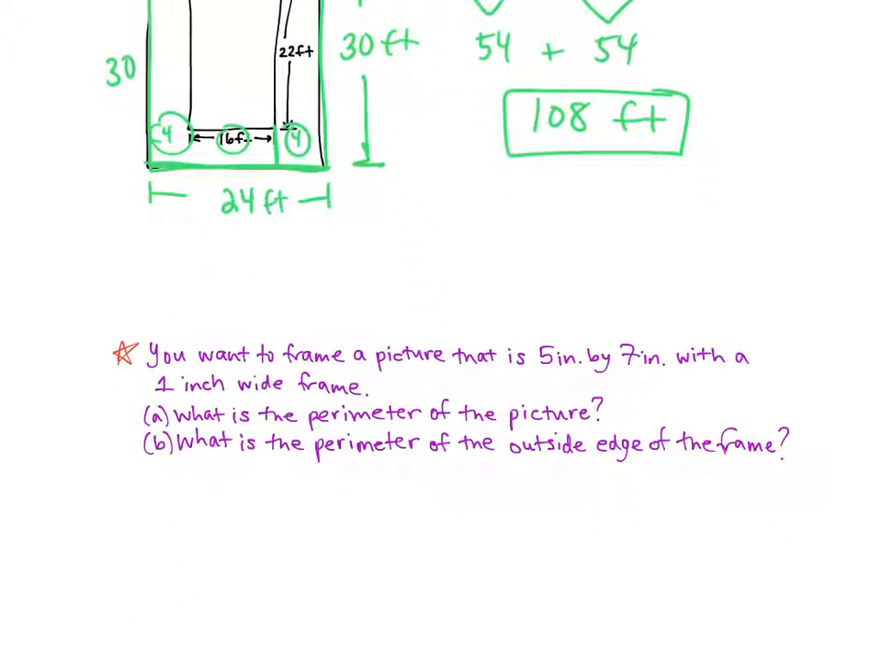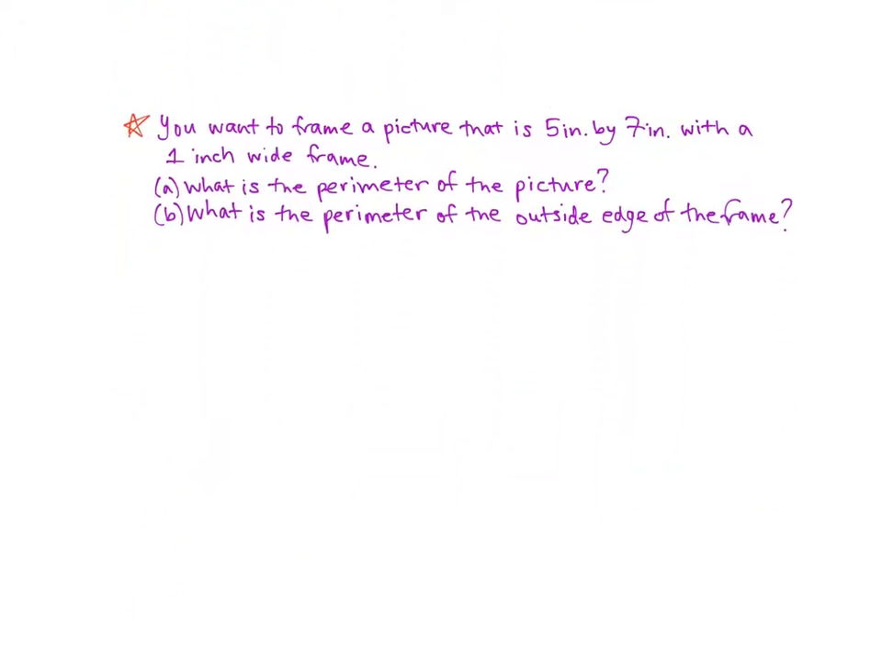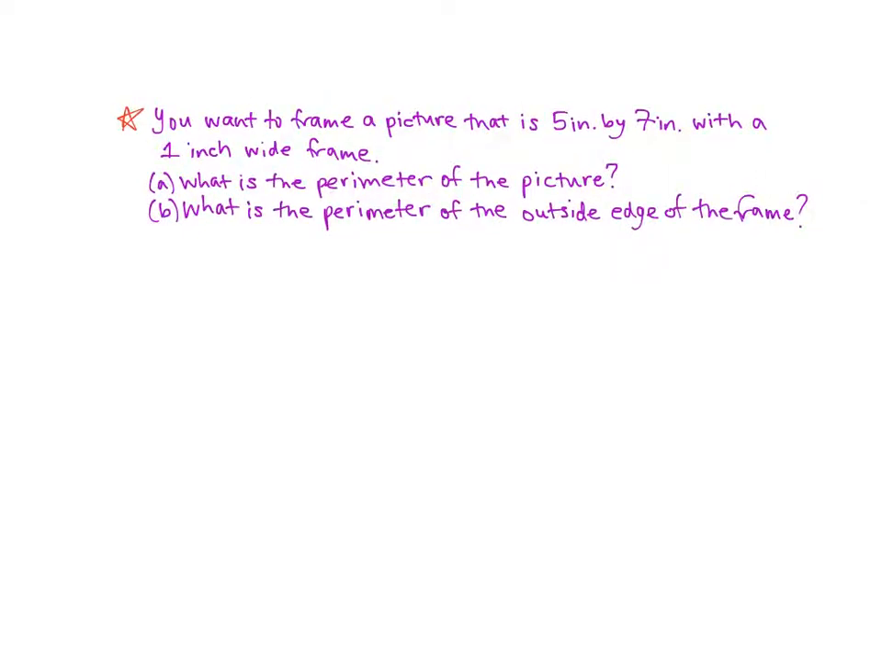Here is one to try on your own. It may help to draw a picture. You want to frame a picture that's 5 inch by 7 inch with a 1 inch wide frame. Okay, so see if you can figure out the perimeter of the picture, and then what's the perimeter of the outside edge of the frame. Press pause, try this one on your own, and then check back for the solution.